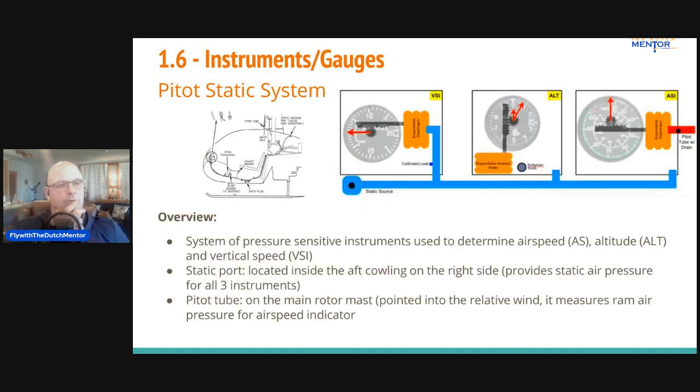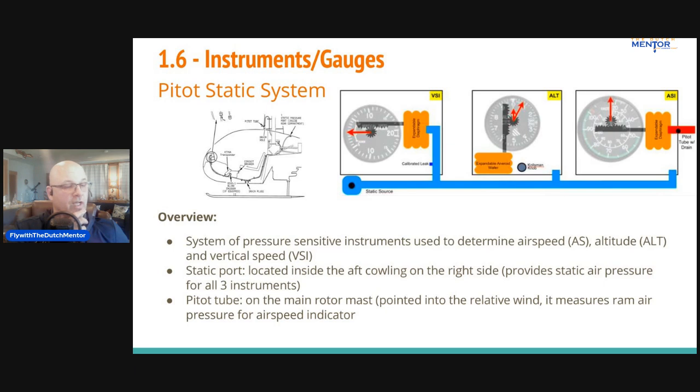So in the helicopter itself, on the mast, we will see that we have a pitot tube and we have a static port on the side of the aircraft itself. It gives us two different types of information, right? We have three instruments that depend on this. We have our airspeed indicator, our altimeter, and our vertical speed indicator.